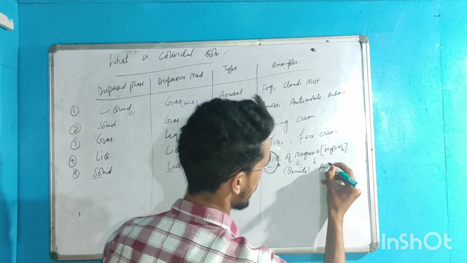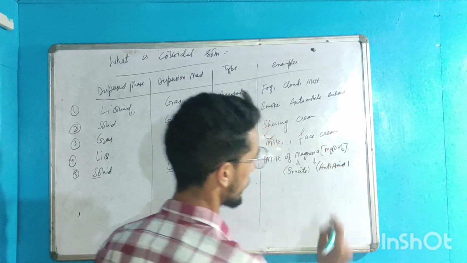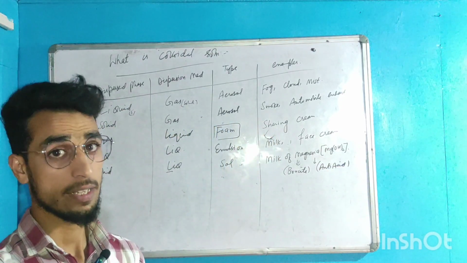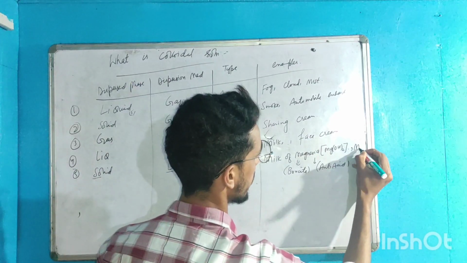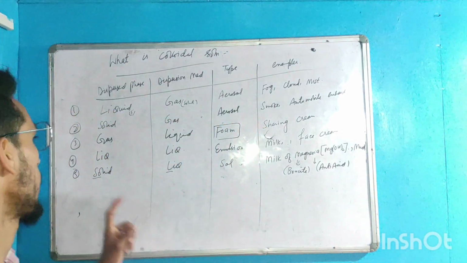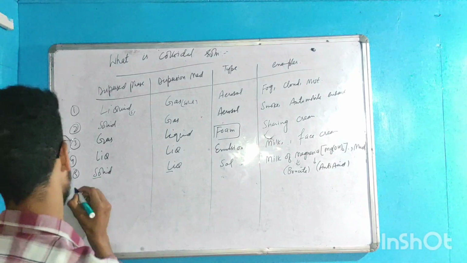So this is an antacid. Now, besides milk of magnesia, another example is mud. Mud is also an example of a sol, where solid is dissolved in liquid.